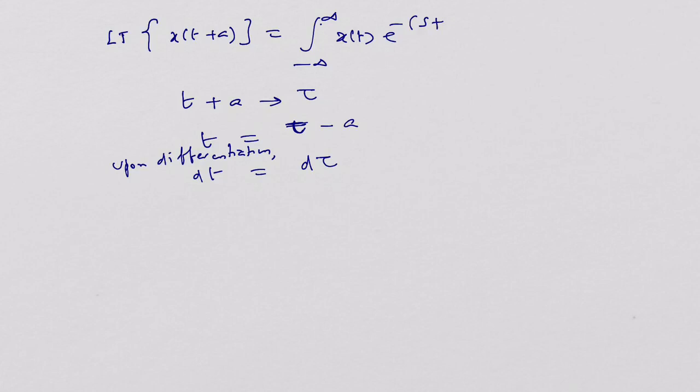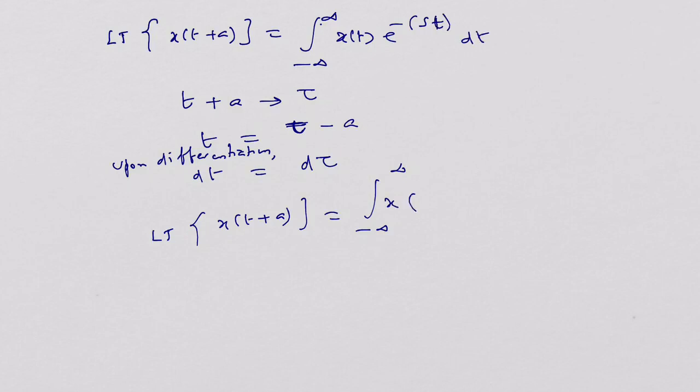Okay, so because of that, the Laplace transform of x of t plus a is equal to the integral from minus infinity to plus infinity of x of t, with t replaced by t plus a, isn't it? In this place we had x of t plus a according to the signal given. So you can just now write it as x of tau e power minus s into (tau minus a) d tau. Great, everything is fine.